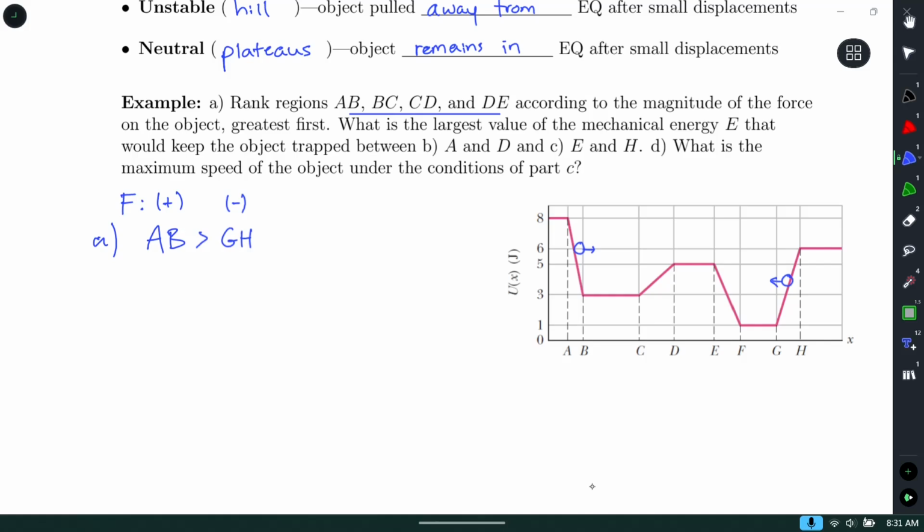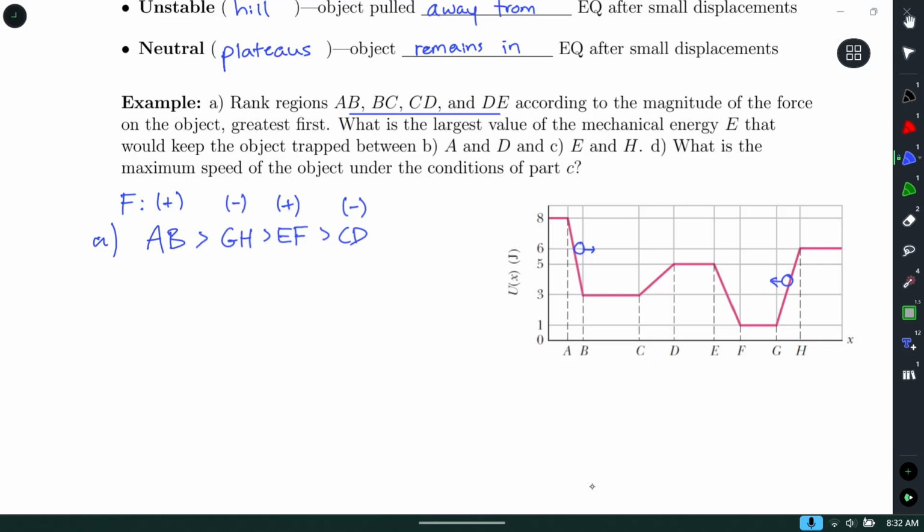Would it be EF? Yeah, sounds good to me. And what kind of force is that? Positive. And CD? I'm sorry, I gave away the answer. CD would be next, because it's the next most shallow. What kind of force would it be? Negative. And then we're down to the zeros.